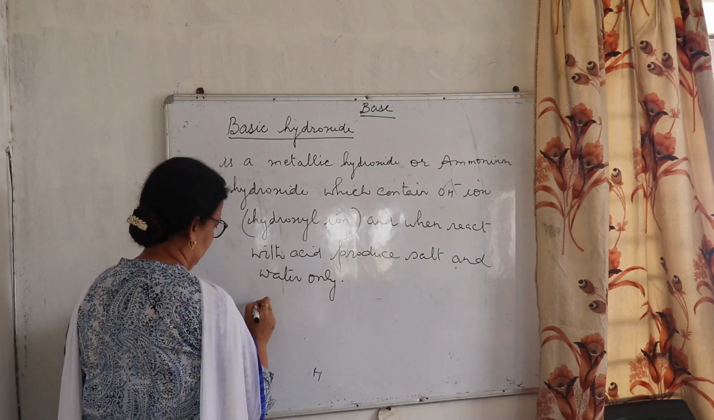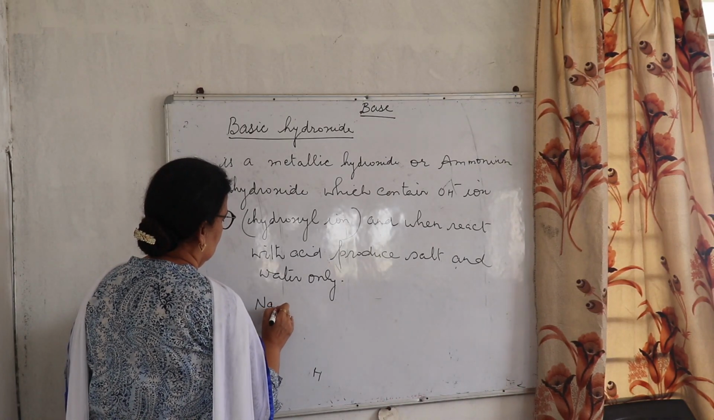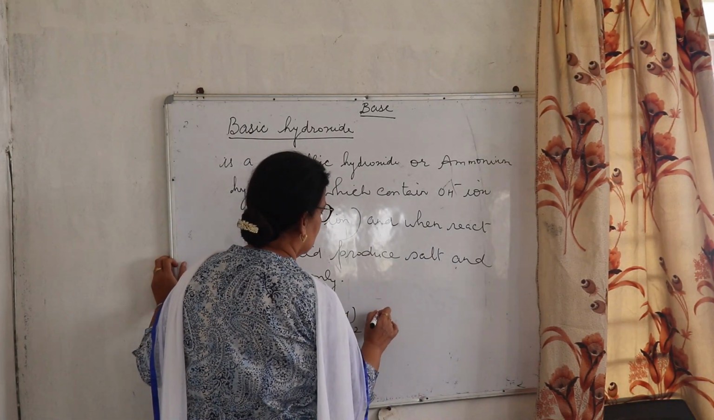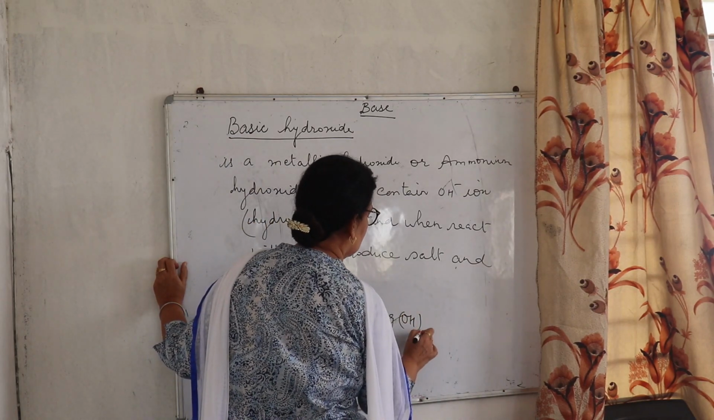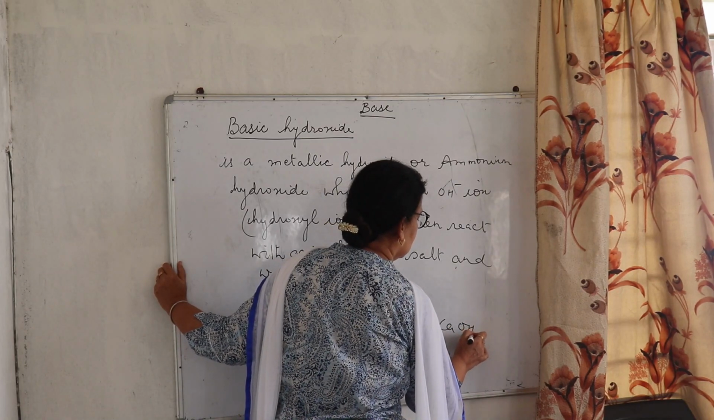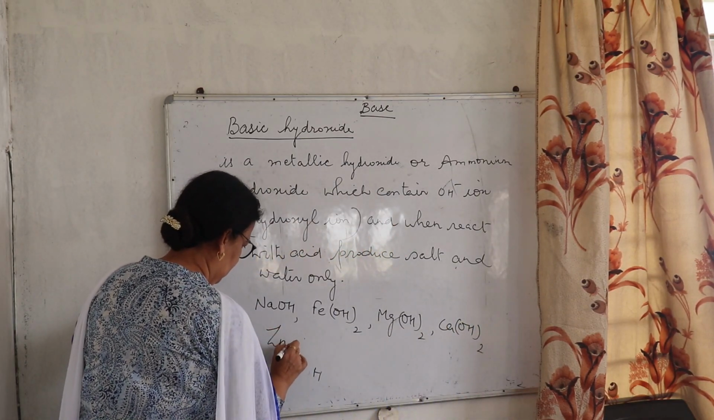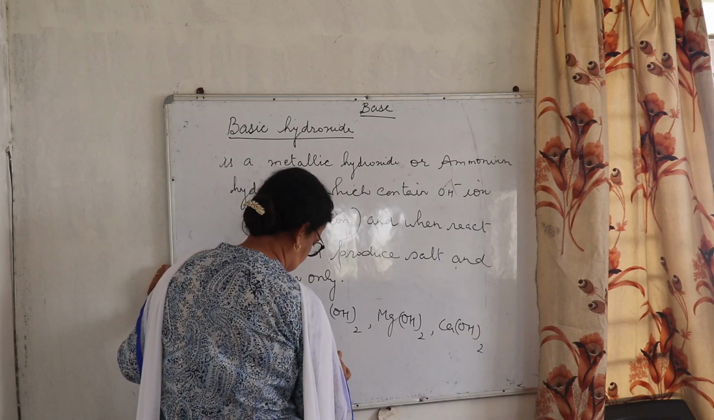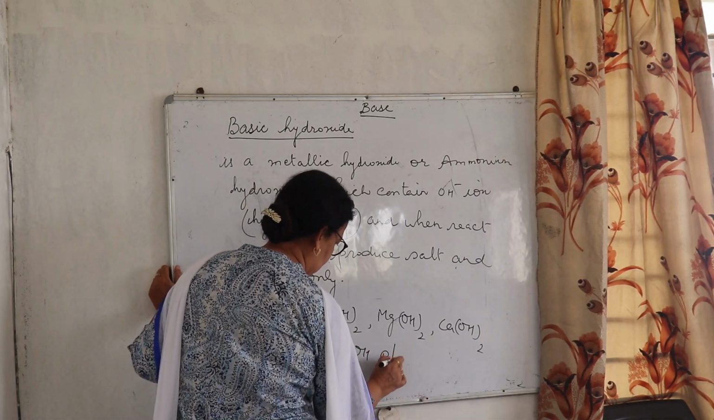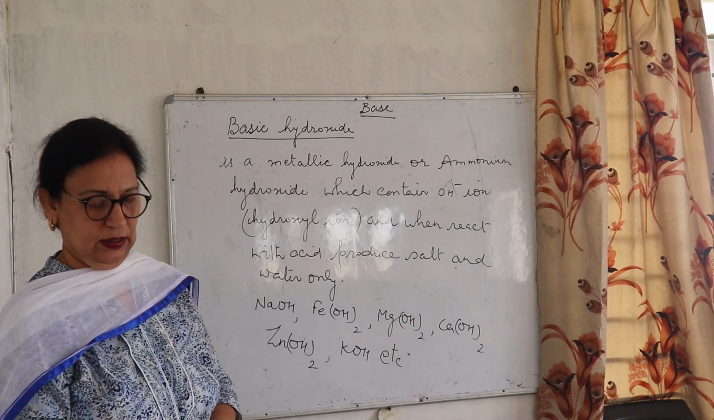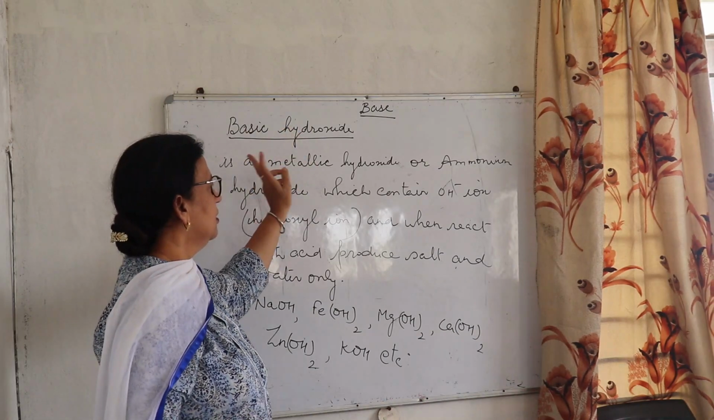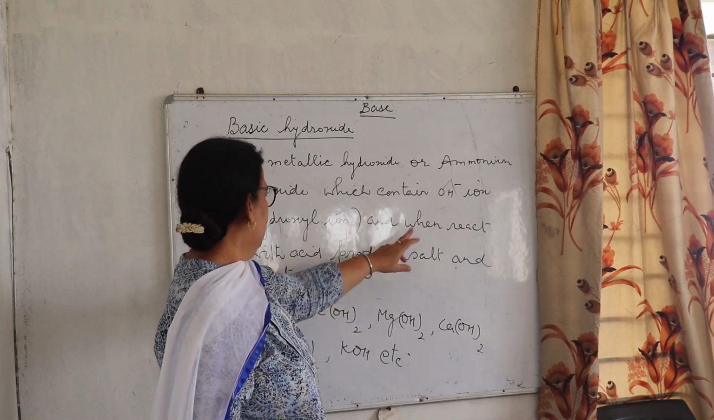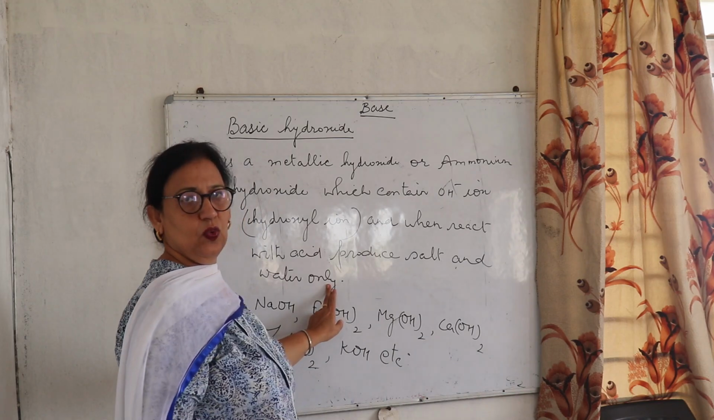For example, NaOH, Fe(OH)2, Mg(OH)2, Ca(OH)2, Zn(OH)2, zinc hydroxide, KOH, potassium hydroxide, etc. So basic hydroxide is a metallic hydroxide or ammonium hydroxide which contains the OH negative ion and when it reacts with the acid produces salt and water only.